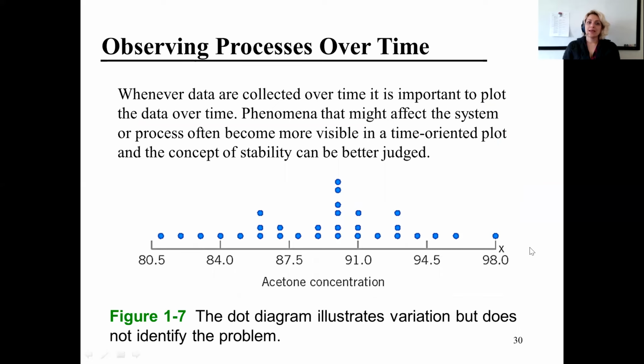Okay. The next thing is that we talked about the dot diagram, right? The dot diagram is a good thing. It illustrates the variation, but it doesn't identify the problem over time. For example, look at this one. Whenever data are collected over time, it's important to plot the data over time. Phenomena that might affect the system or process often become more visible in a time-oriented plot, and the concept of stability can be better judged.